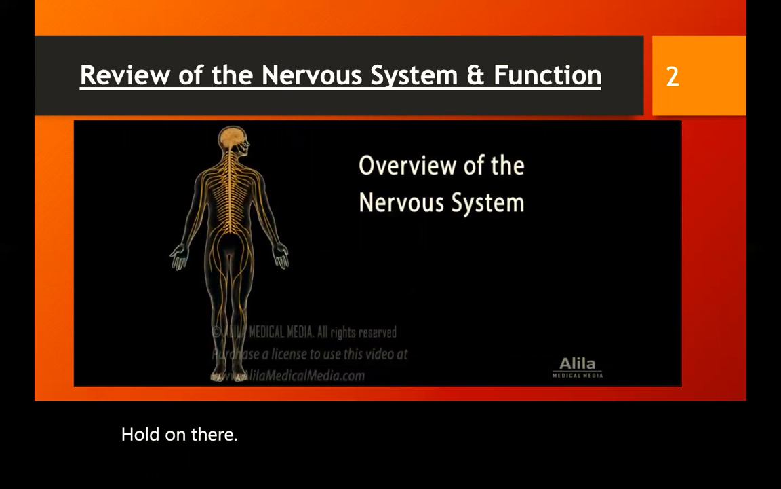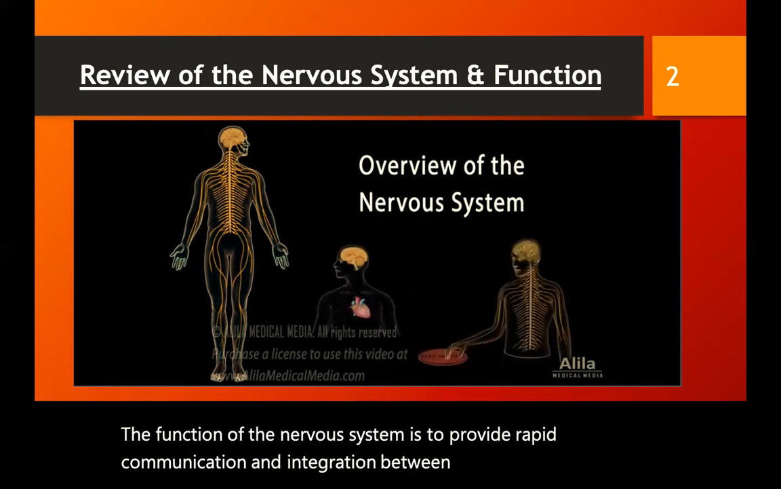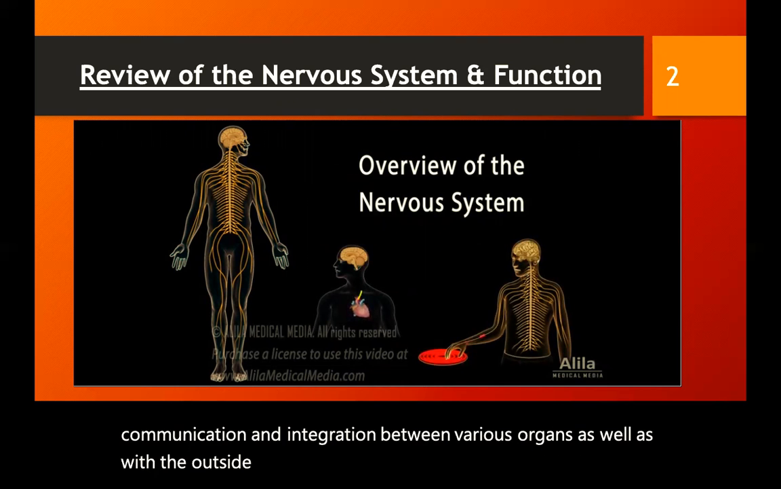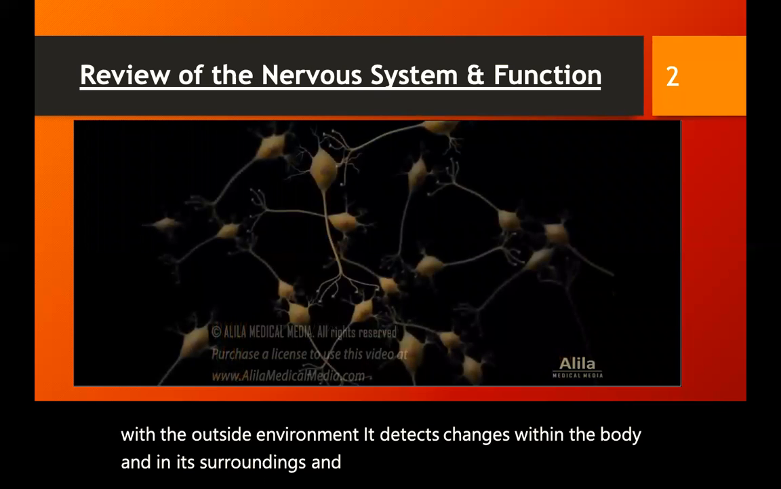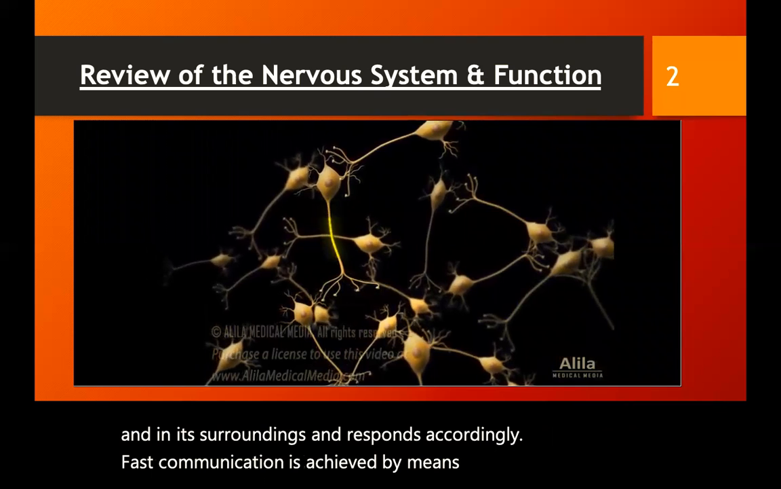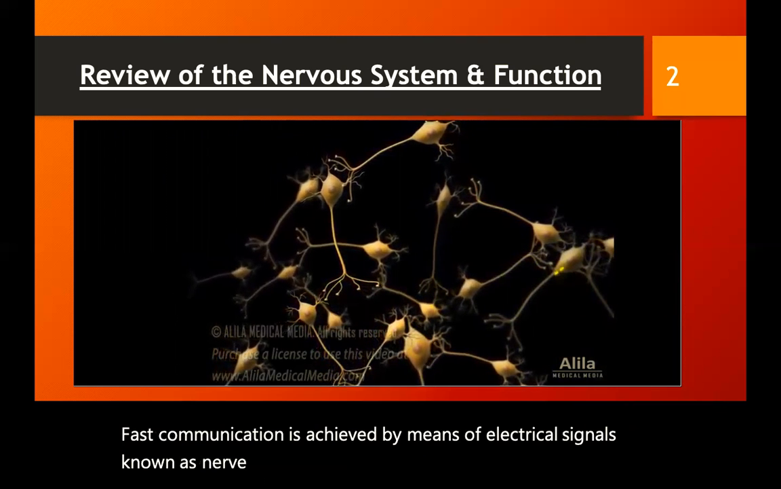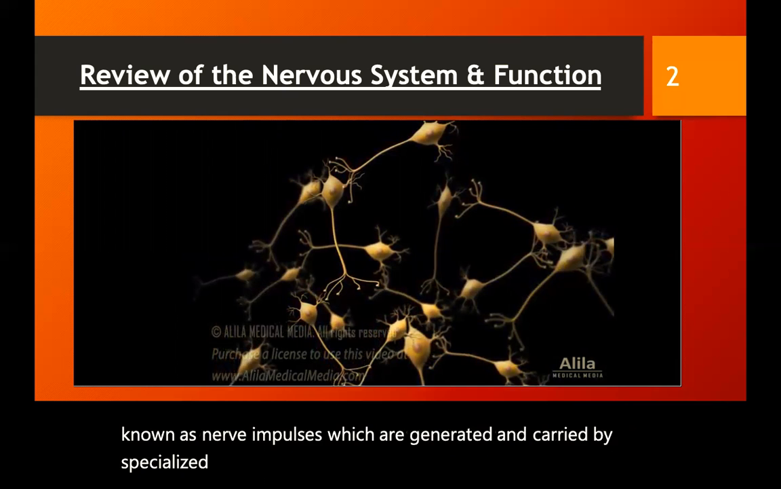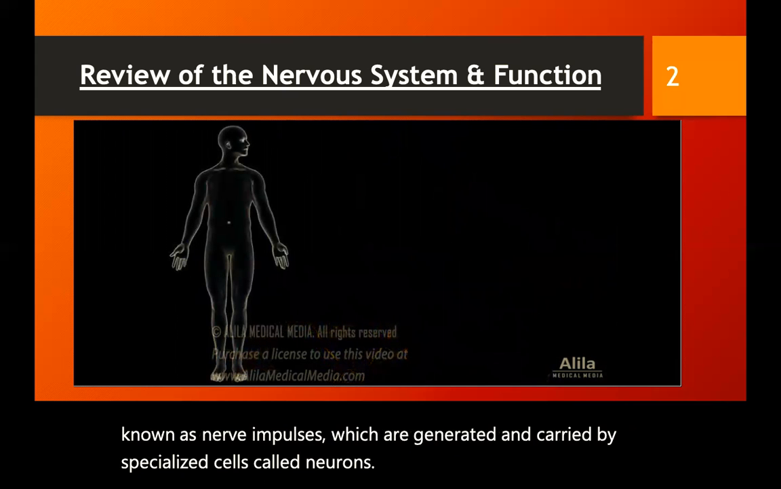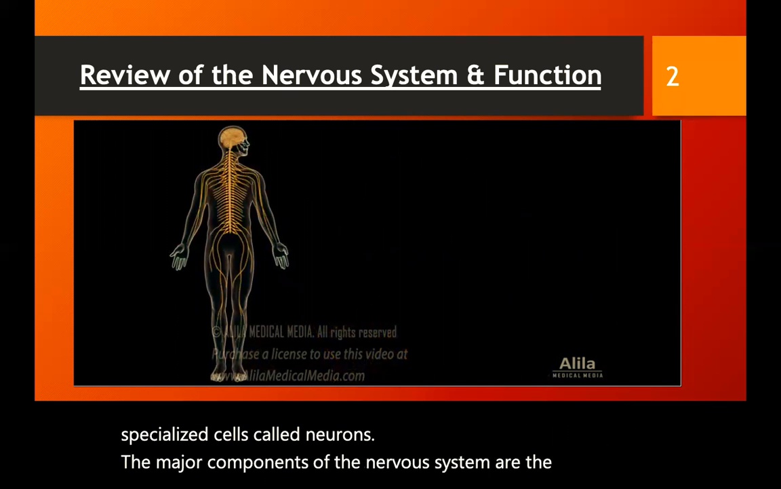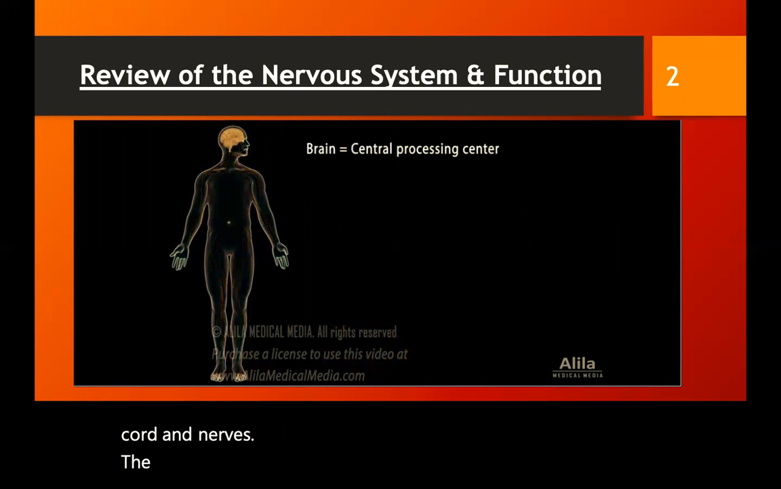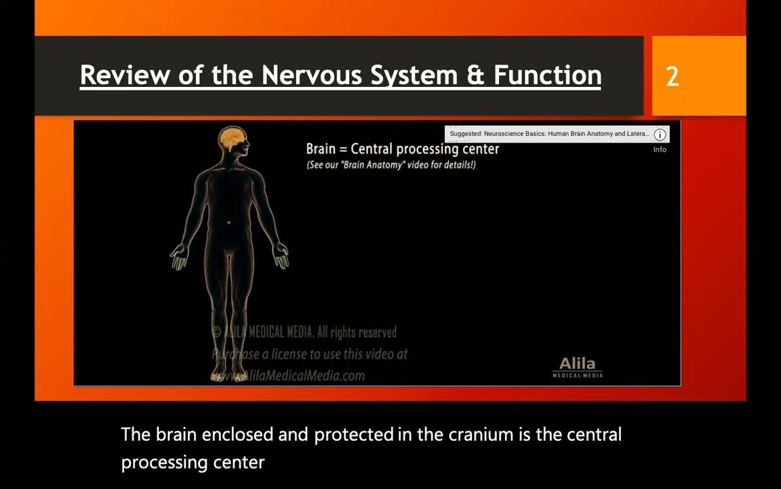The function of the nervous system is to provide rapid communication and integration between various organs, as well as with the outside environment. It detects changes within the body and in its surroundings, and responds accordingly. Fast communication is achieved by means of electrical signals known as nerve impulses, which are generated and carried by specialized cells, called neurons. The major components of the nervous system are the brain, spinal cord, and nerves. The brain, enclosed and protected in the cranium, is the central processing center. It receives information, makes decisions, and coordinates the body's response.